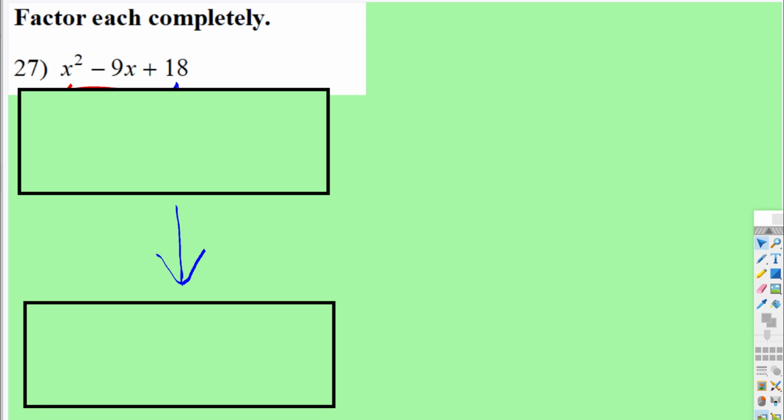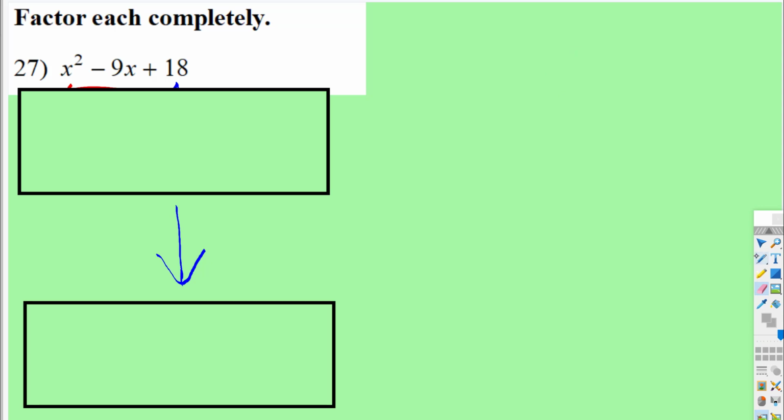Okay, now we're going to work on factoring quadratics. Well, if you think back to when you were in grade school, if you're factoring a number, say 6, well, factors of 6 are 2 and 3. 2 times 3 is 6, 6 and 1, right?